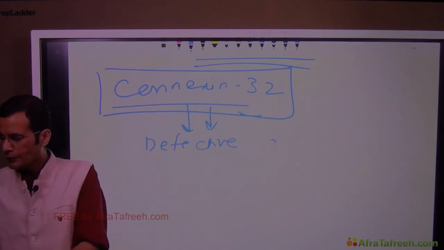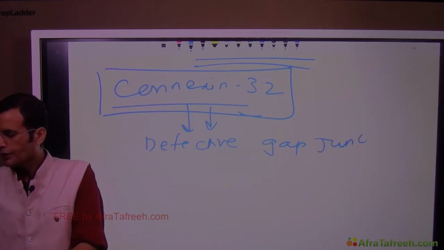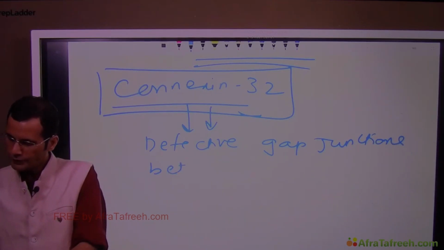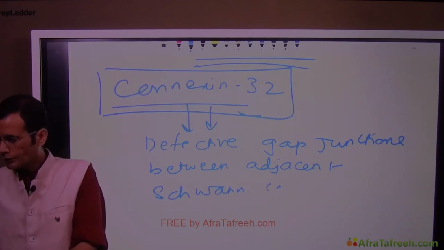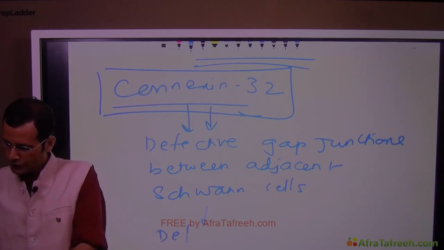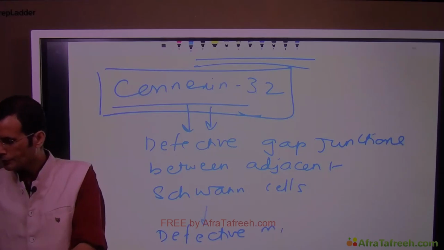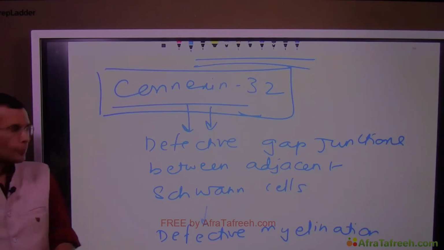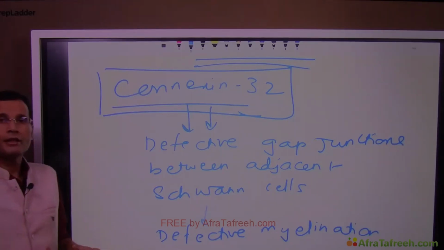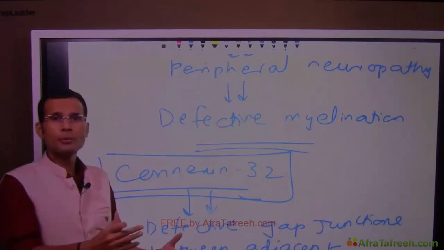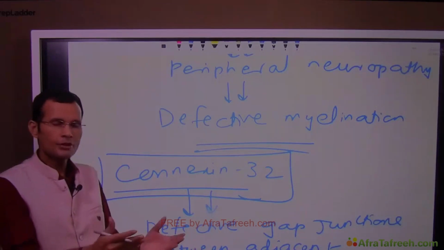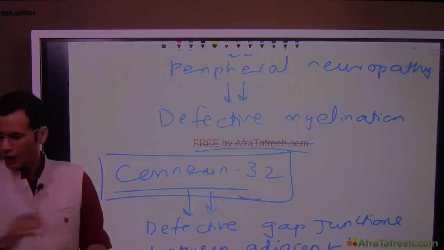Defective gap junctions between adjacent Schwann cells, and because of that there will be defective myelination. Defective myelination in the peripheral nerves, peripheral neurons or peripheral nerve fibers, resulting in peripheral neuropathy. There will be difficult conduction of impulses through the peripheral nerve because myelin is defective. So that's Charcot-Marie-Tooth disease.